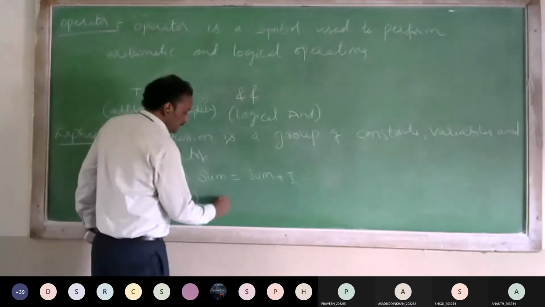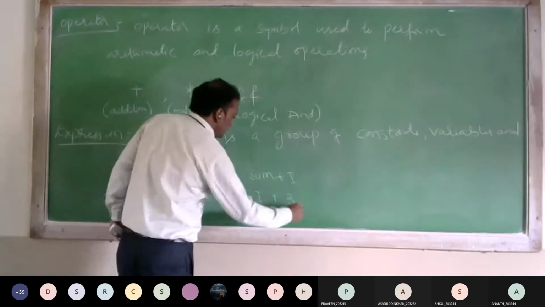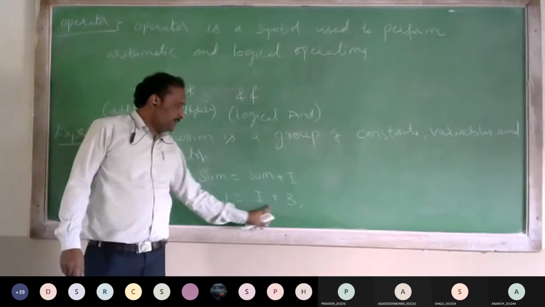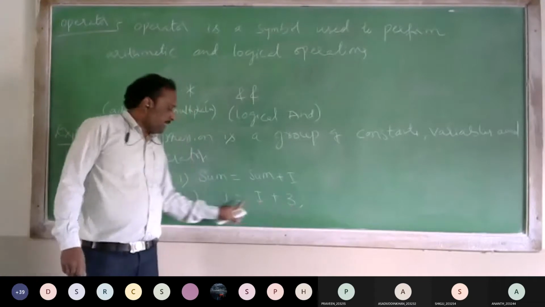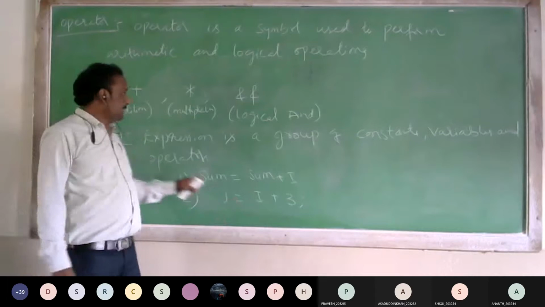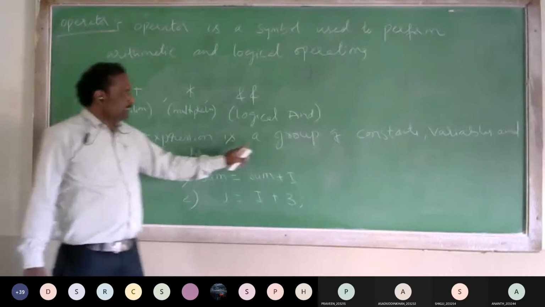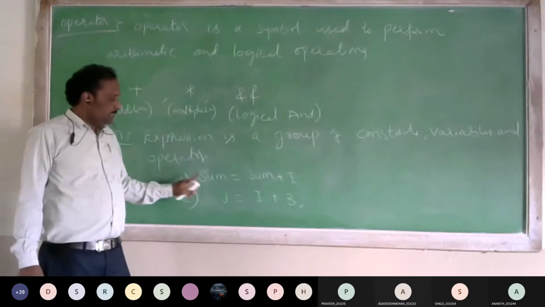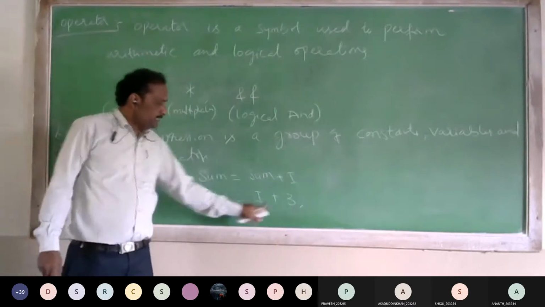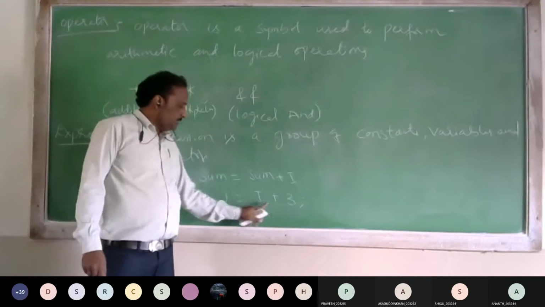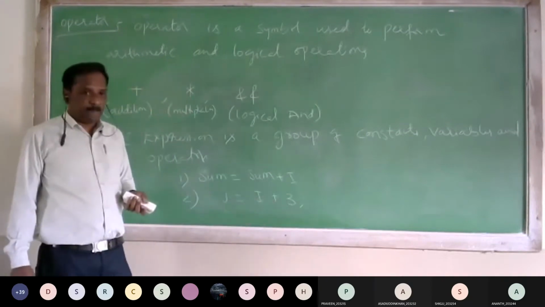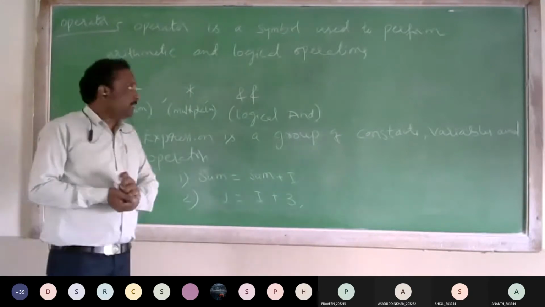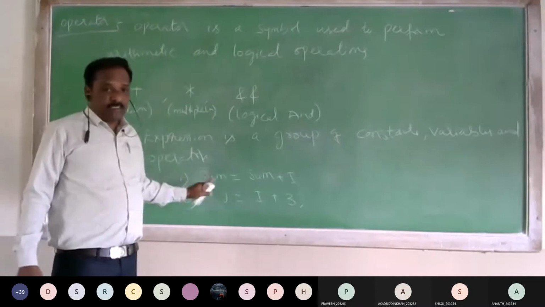Second one: J is equal to I plus 3. Here J is a variable, I is a variable, and 3 is a constant. Plus and equal are the operators. So an expression is a group of constants, variables and operators. Clear everybody? What is a constant? What is a variable? What is an operator? What is an expression?